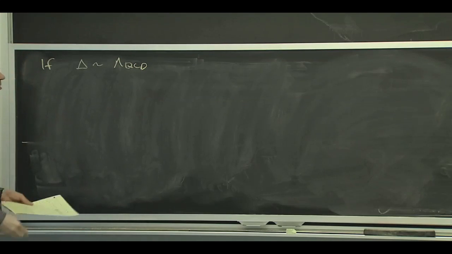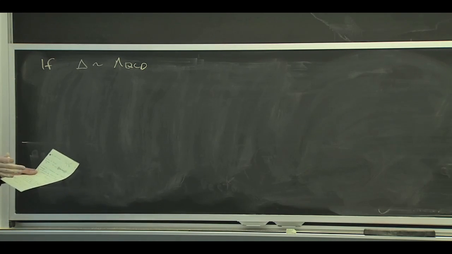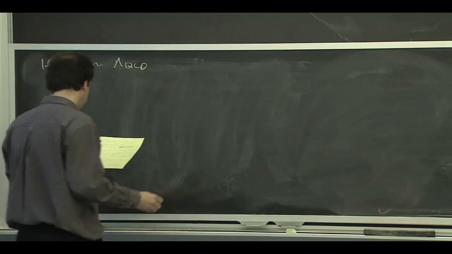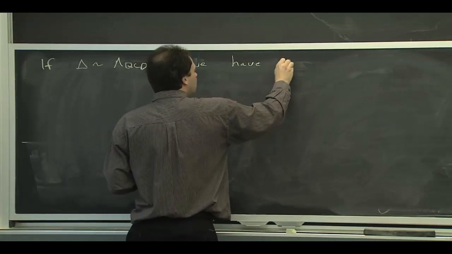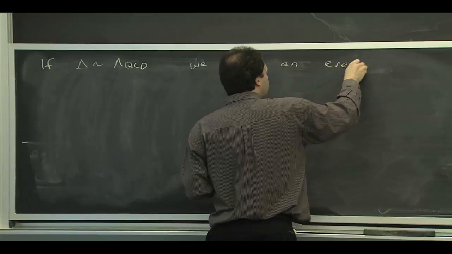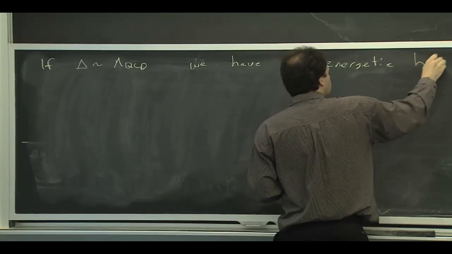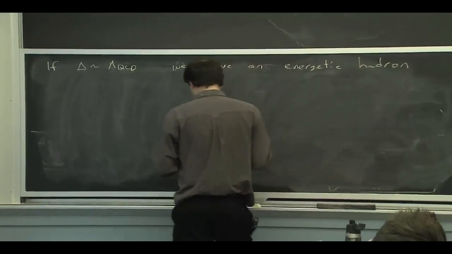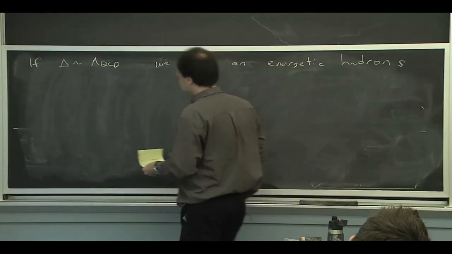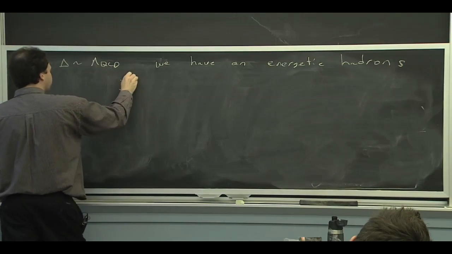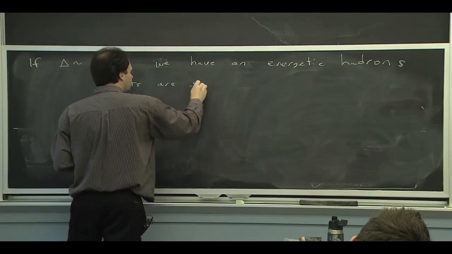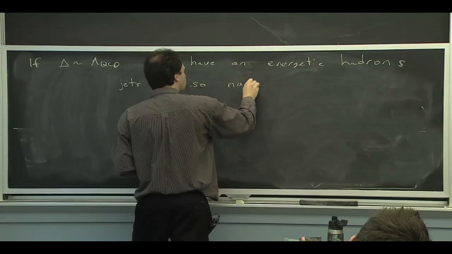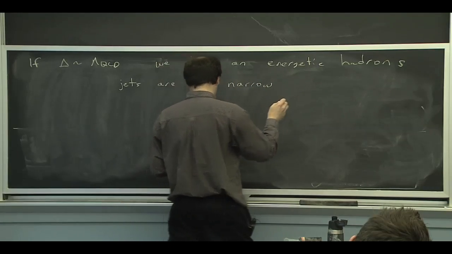If delta is of order lambda QCD, what happens with the spray of radiation is that it gets bound into a hadron. It just can't separate. Confinement grabs it, and you get an energetic hadron, not a jet. So if the jets get too narrow, in particular this narrow, then the constituents are bound into a hadron.